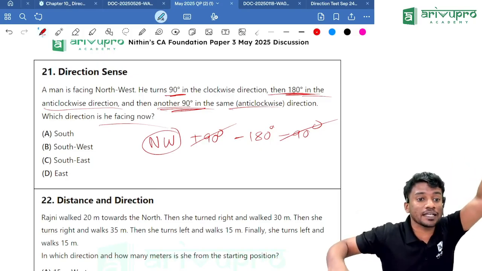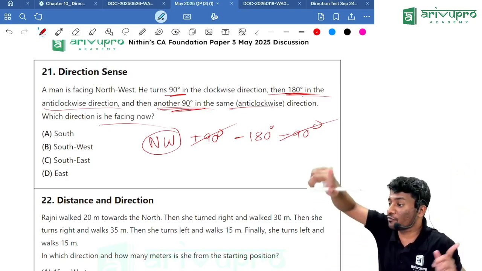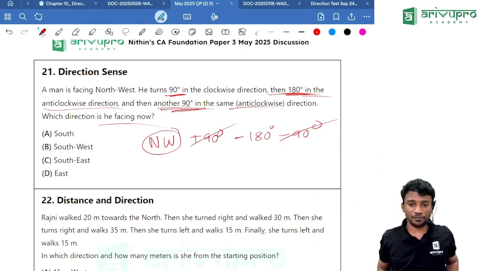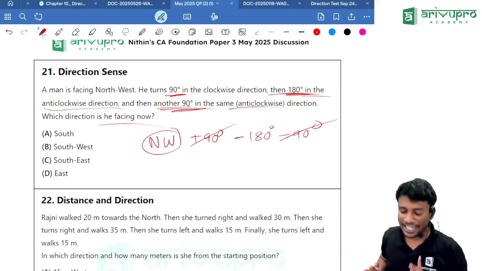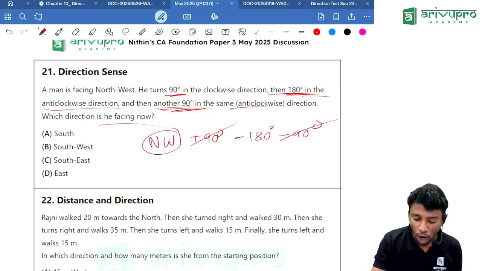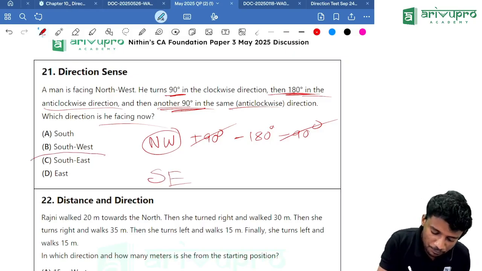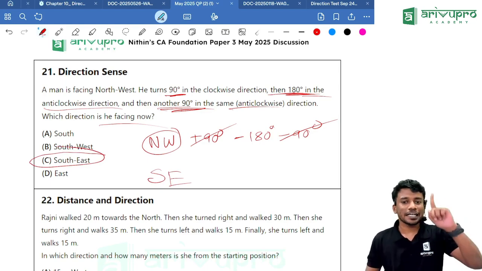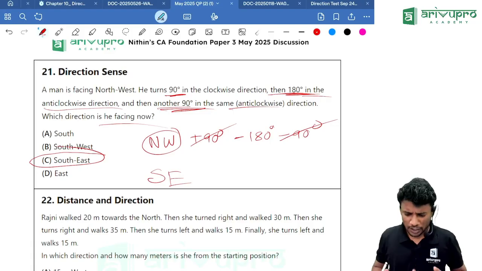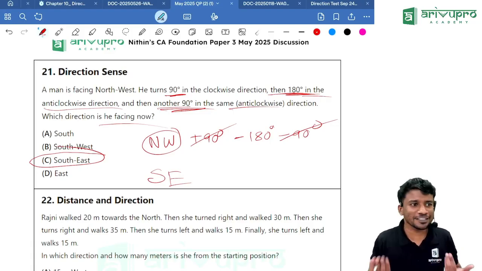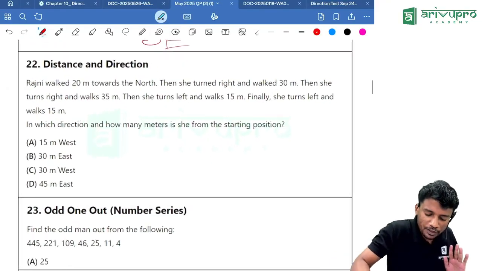What did I teach you when it is 180 degrees? The direction will become opposite. If it is 360 degrees, then it will be the same itself. 180 means opposite. So the answer is what? Opposite of northwest is southeast. Option C is your answer. Clear? Yes, everyone. Is the doubt clear? Anyone having doubt? Did we learn anything new? No. Whatever we learned in class only, we are applying now.